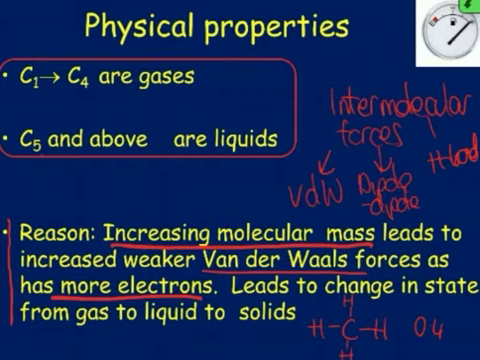So once you get to C5, the force between molecules is so strong that now the molecules are liquid. Whereas C1 to C4, while they're attracted to each other, they're still able to be far apart. So all of our physical properties, melting point, boiling point, density, state of matter, all have to do with the IMF that's present.